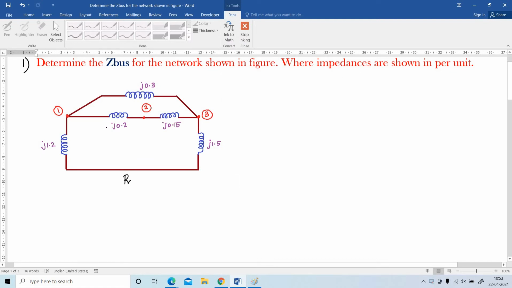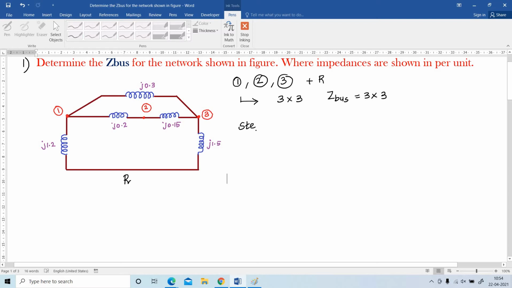In this given power system network, how many buses are there? 3 buses, 1, 2 and 3, plus 1 reference bus. The 3 buses correspond to a 3 cross 3 matrix. So the final Z bus should be a 3 cross 3 matrix. Next I am going to explain how to solve this network using bus building algorithm.